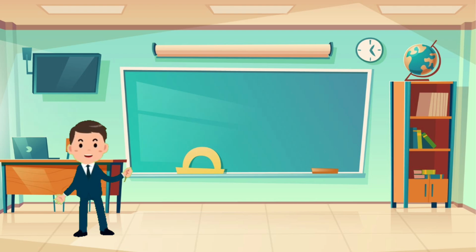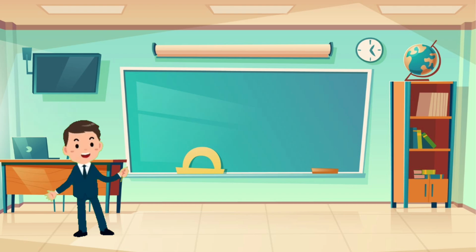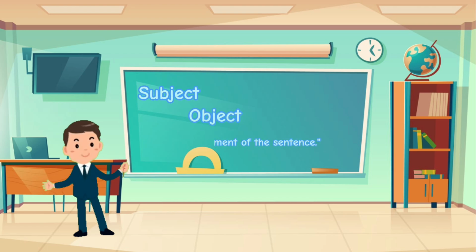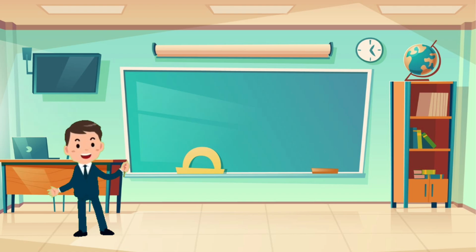Okay, for the definition of noun clause: a noun clause is a subordinate clause that functions as a noun in a sentence. This means the clause can act as the subject, object, or complement of the sentence. For the explanation, like any other noun, a noun clause can be used in various positions in a sentence. Noun clauses help express more complex ideas in a single unit.